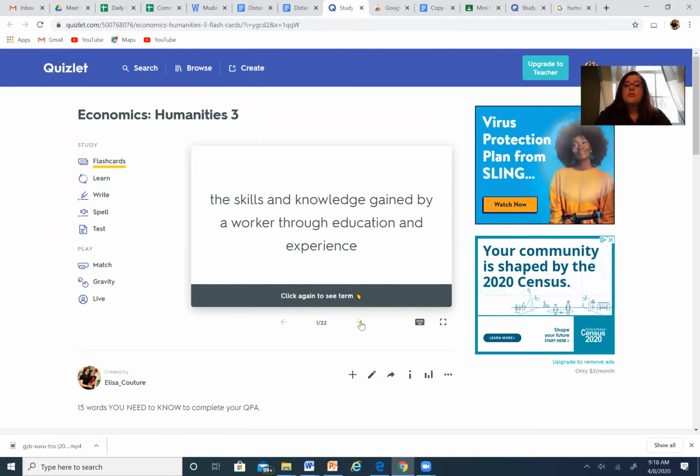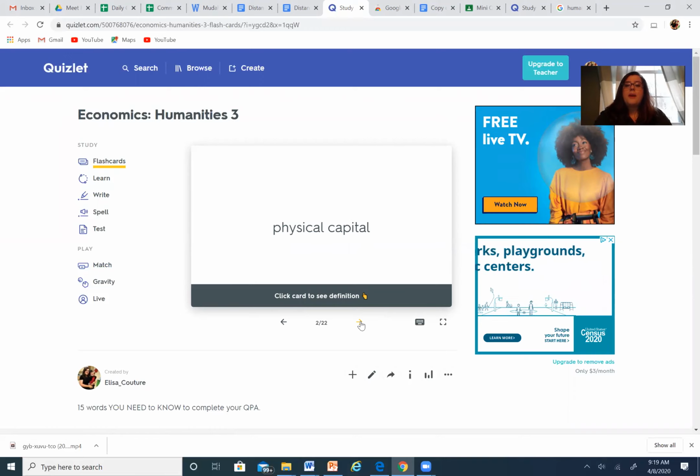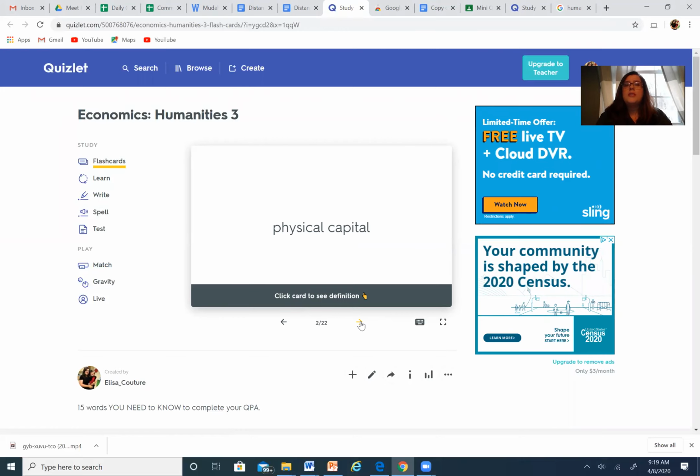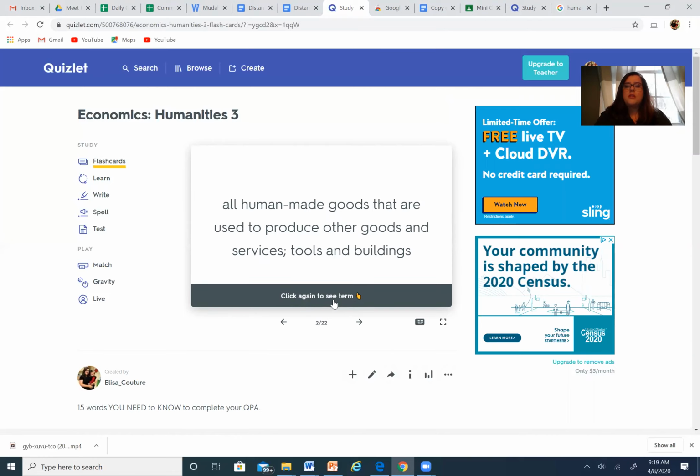So again, you're just going to go through those terms. Think about it like this: if I'm looking at the term physical capital, physical means it's like an actual place, right? So physical capital has to do with the buildings and machinery that help me to make money. Let's see if I got it. Yeah, so: all human-made goods that are used to produce other goods and services, tools, and buildings. So I said machines and buildings. It's also human-made goods, so things like your phone or a cup, whatever it might be, right? Those are all human-made goods. They didn't just pop out of the ground and grow.